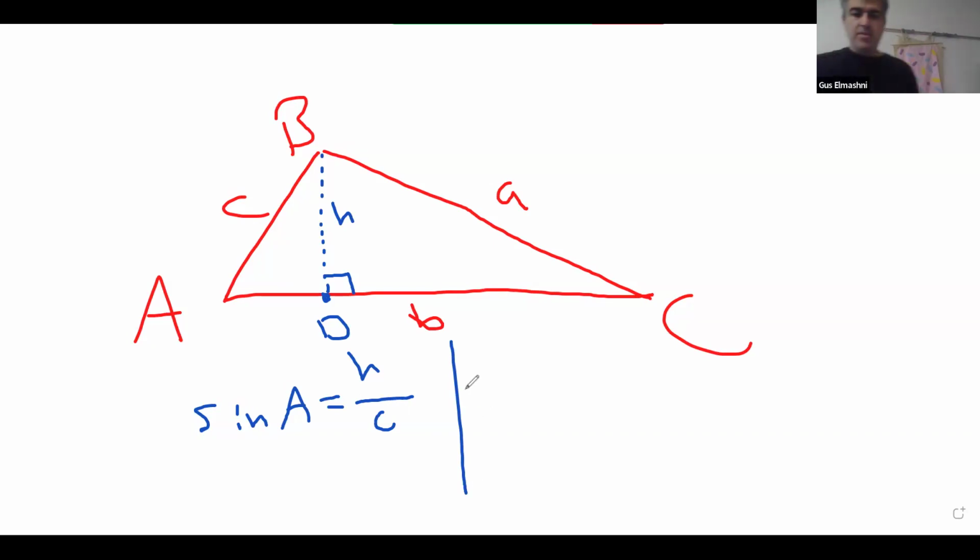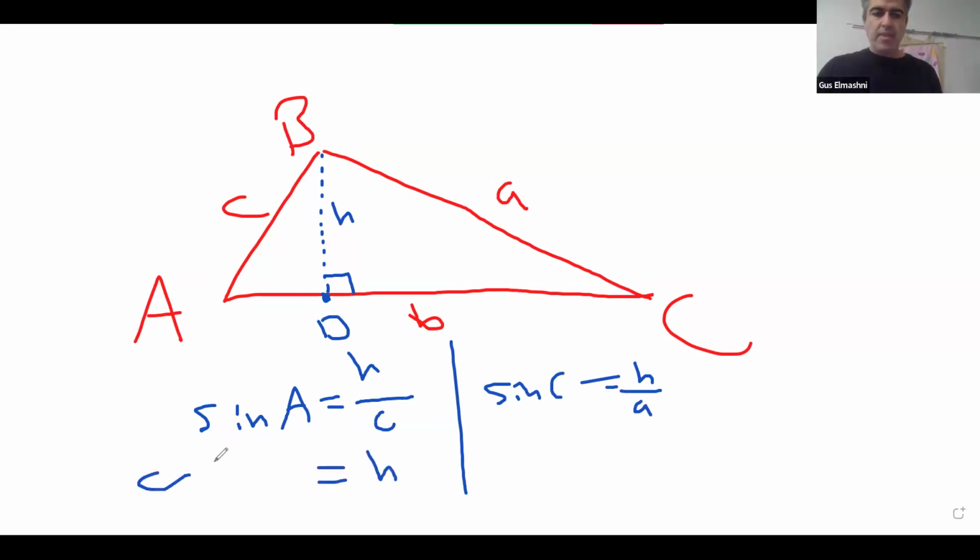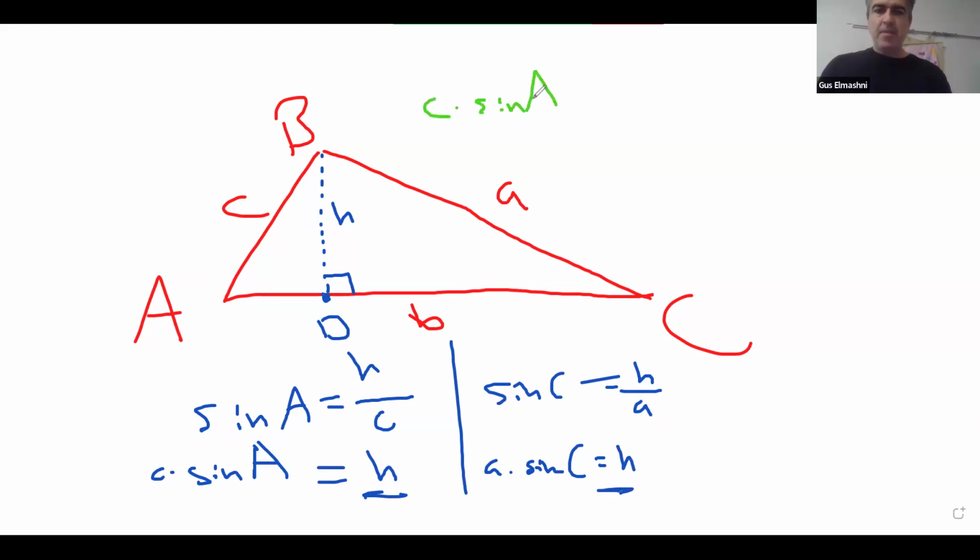So sine of angle C is H over a. Isolate H in each case. You get this, and you get this. Well, both of these equal H, right? So you can set both expressions equal to each other. Let's do it. c times sine A, because I can't read my own handwriting, c times sine A equals a times sine C.